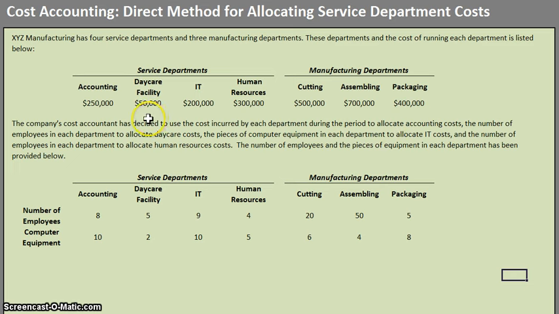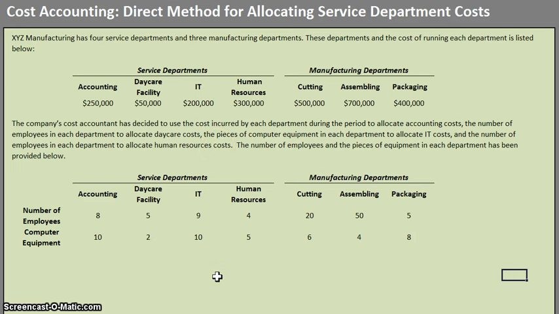So in this case, we have some allocation bases here. For the accounting costs, we're going to allocate it based on the costs incurred by each department. For the daycare costs, we're going to use the number of employees. The IT is going to use the pieces of computer equipment in each department, and the human resources is also going to use the number of employees.